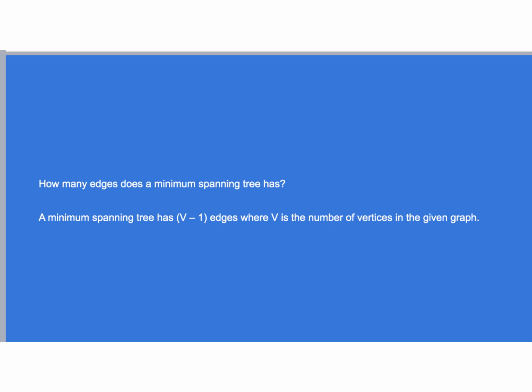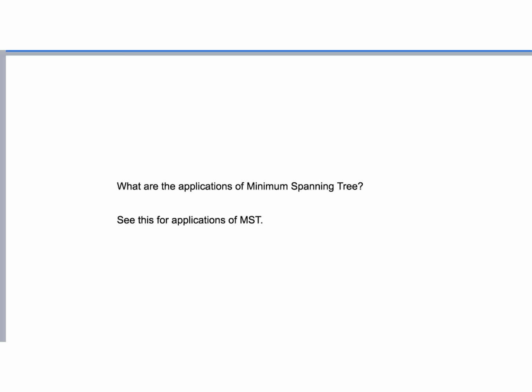Next, how many edges does a minimum spanning tree have? Well, it basically has v minus 1 edges. Let's consider this. If we have 3 vertices, how many edges are going to be there? 2. So v is equal to 3, and e is equal to v minus 1, and that is 2. If we have 2 vertices, then v is equal to 2, and e is equal to v minus 1, that is 2 minus 1, that is 1. Why? Because we only have one edge. So this is a vertex, this is a vertex, and this is the edge between them. So you got it.